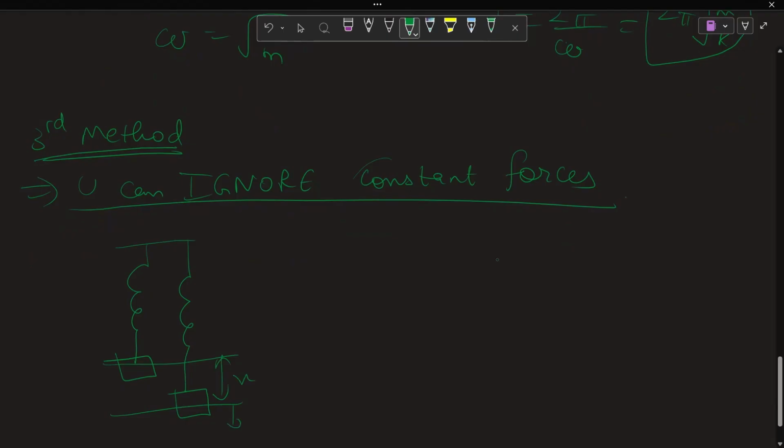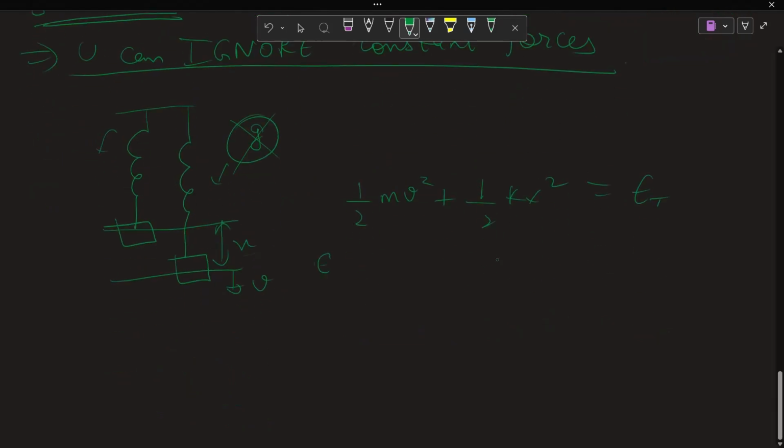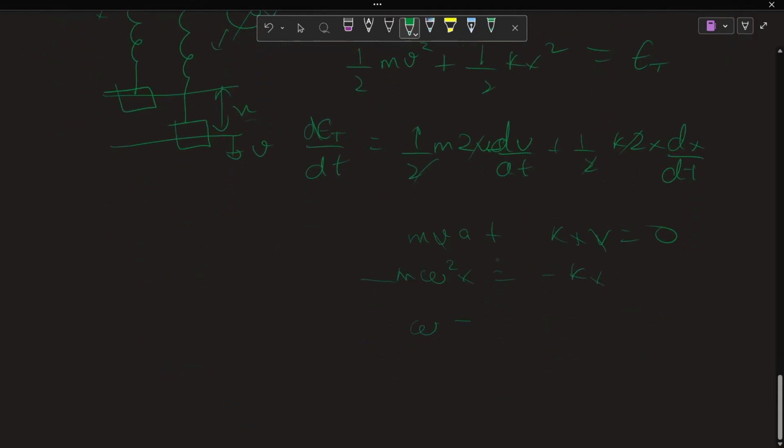At a distance x, velocity v, the energy is half m v square plus half k x square. We are not considering any gravity here. We are excluding it both initially and finally. So we get total energy as this E_T. Differentiating with respect to time, dE_T by dt, we get half m 2v dv by dt plus half k 2x dx by dt. 2 cancels out. m v a plus k x v equals 0. v cancels out. m omega square x is equal to minus kx. And again, we got omega as root k by m, time period 2 pi root m by k.